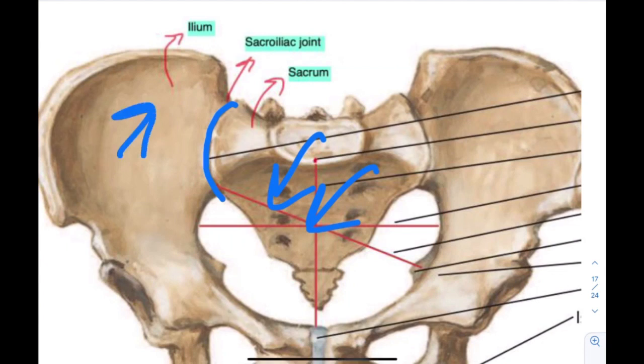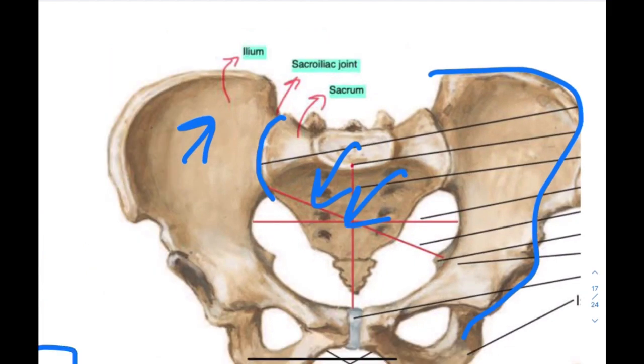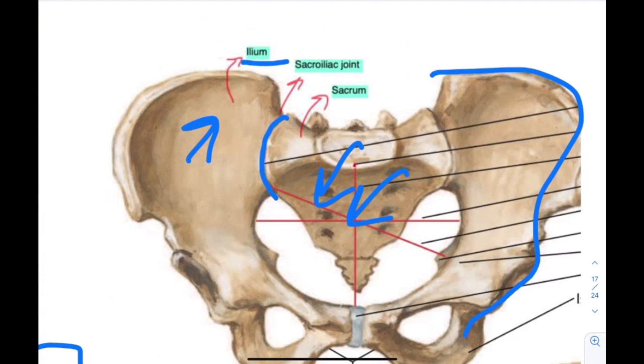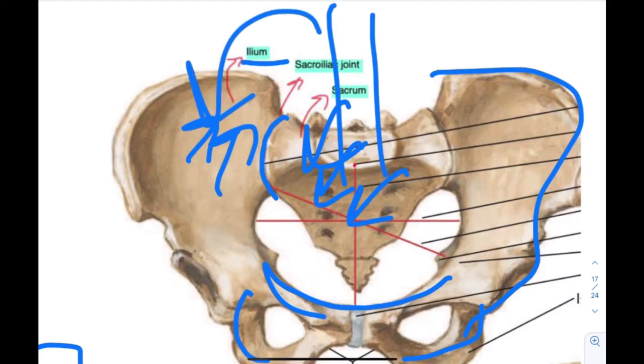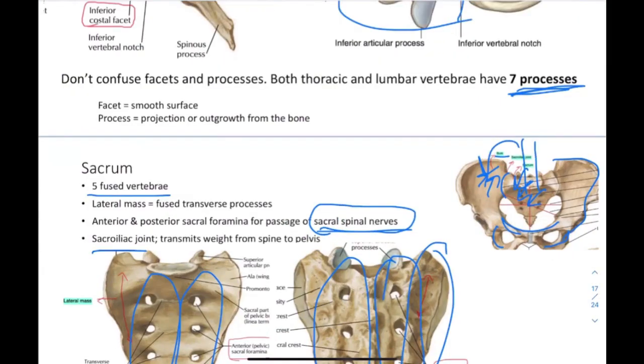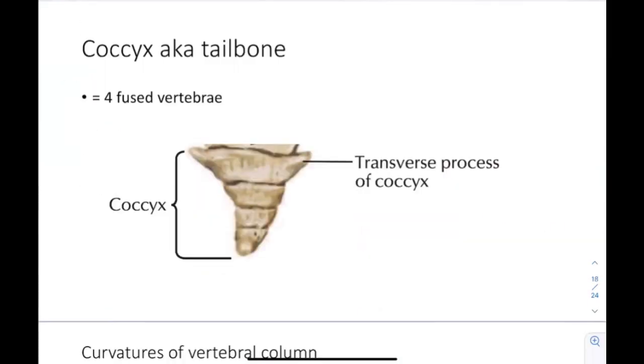So like we mentioned earlier, this entire bone here is the pelvis. It's actually made up of 3 individual bones. One of them is called the ilium, and here, this bone is called the pubis, and the bone here is called the ischium. So the sacroiliac joint is the joint between the sacrum and the ilium, and the weight is distributed from the spine to the pelvis at this joint. Okay, the coccyx is made up of 4 fused vertebrae. It's basically your tailbone.